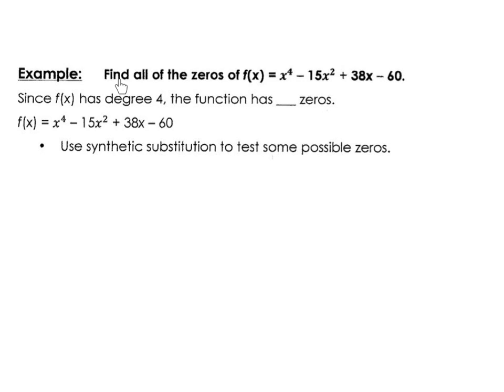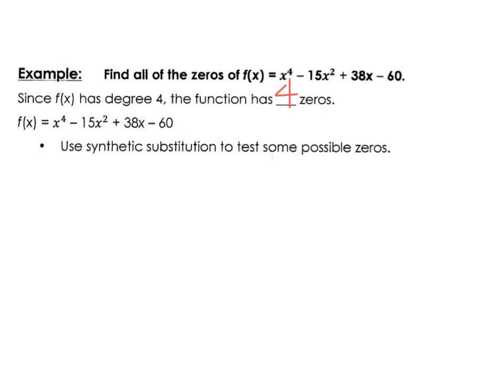All right, here's our example. We want to find all the zeros of this polynomial function. First of all, since the function has a degree 4, it's a fourth degree polynomial, we know that the function has 4 zeros. We know this by the fundamental theorem of algebra.